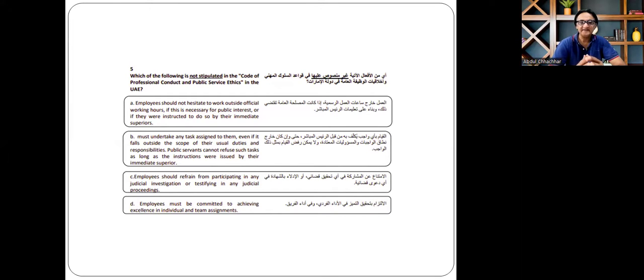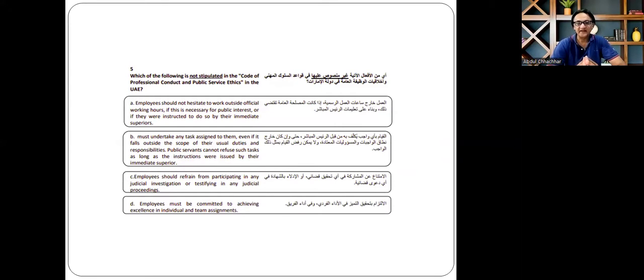The option A says that employees should not hesitate to work outside. You're not allowed to work. Okay, once you are in the agreement of any company in the UAE, you are not allowed to work anywhere. So this is eliminated. Number B, must undertake any task assigned to them, even if it falls outside the scope of their usual duties and responsibility. Public servants cannot refuse such tasks. We know the code of conduct is for both private and public employees. Okay, so B is also eliminated.